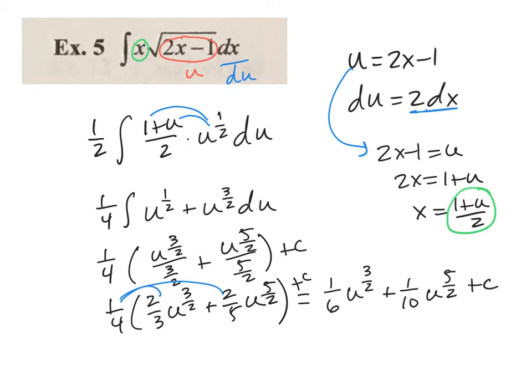And then the last thing we're going to do is back substitute. So let's replace u with what it was equal to. Remember, u was equal to 2x minus 1. So let's replace that then. So we'd have 1/6 (2x minus 1) to the 3/2 plus 1/10 (2x minus 1) to the 5/2, and then plus c.